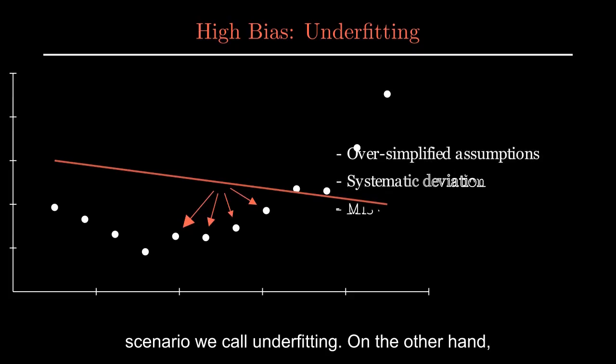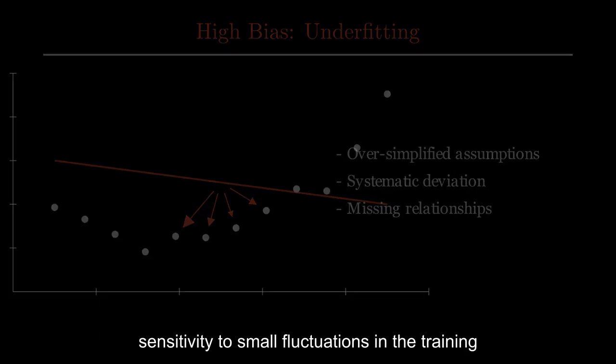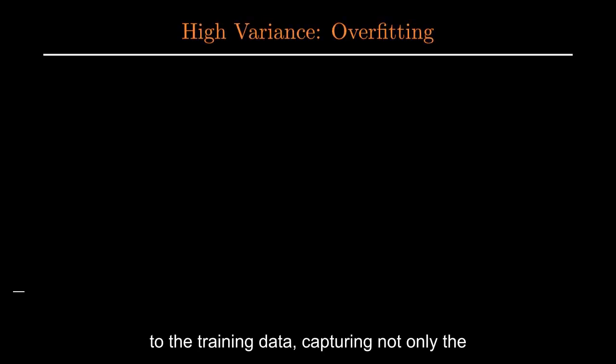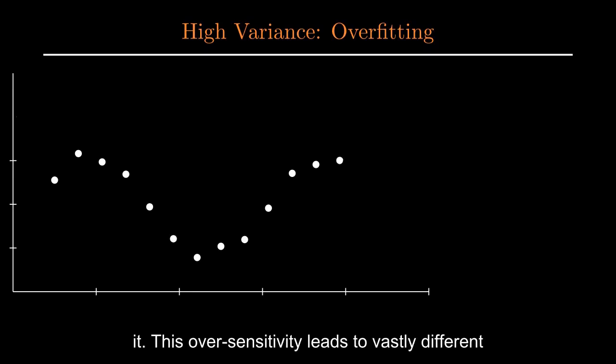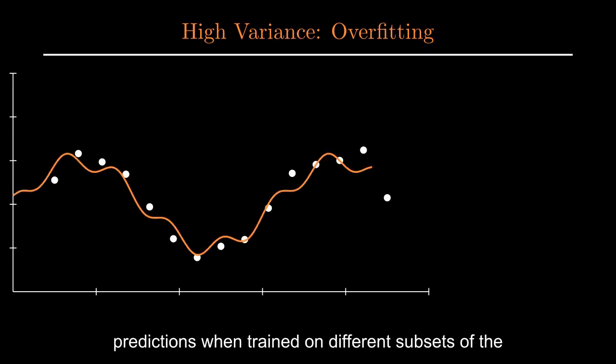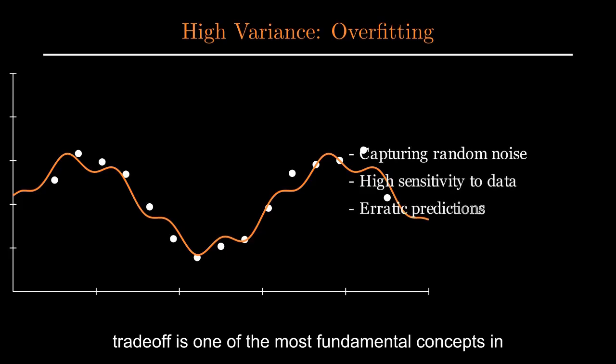On the other hand, variance is the error introduced by the model's sensitivity to small fluctuations in the training data. A high-variance model pays too much attention to the training data, capturing not only the underlying patterns but also the random noise within it. This oversensitivity leads to vastly different predictions when trained on different subsets of the data, a hallmark of overfitting.